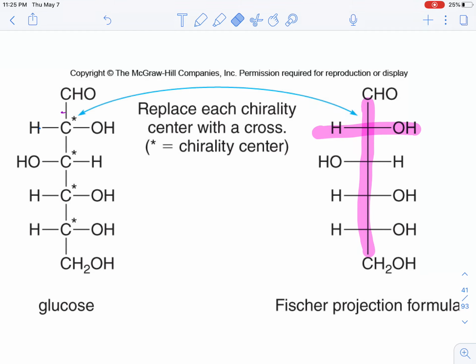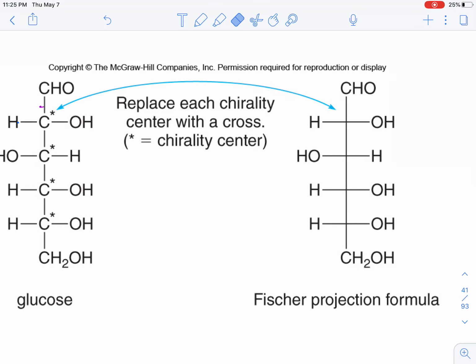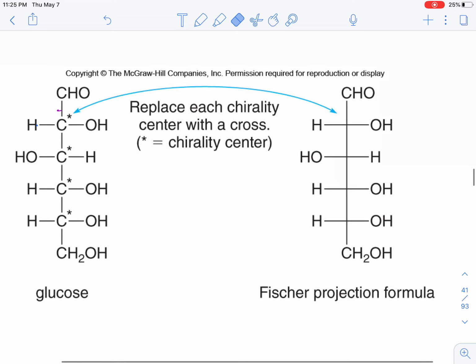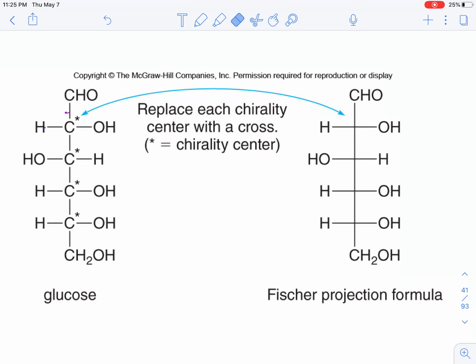All right, anyways, back to my main point. The Fischer projection is able to accurately predict the overall stereoisomerism for these larger carbohydrates with many chiral centers. So if you have many chiral centers, such as glucose, what is the overall stereoisomer? And so that was a big thing back in the day.